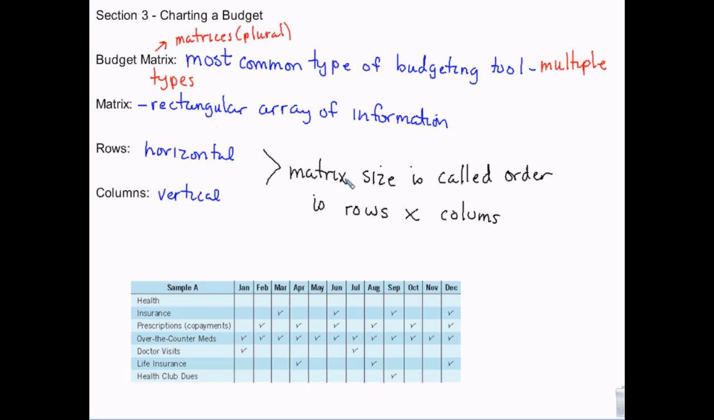Okay, a matrix is just a rectangle of information consisting of rows and columns. So a spreadsheet, tables, charts, things like that. And the size is called an order. The size is the number of rows and the number of columns. So I have 1, 2, 3, 4, 5, 6, 7 rows. And then I have 1, 2, well, 12, 13 columns. So this would be a 7 by 13 matrix.